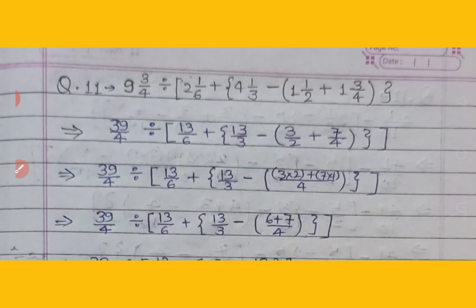Next question, it has given 9 3 by 4 divided by 2 1 by 6. Now I am repeating the question again. 9 3 by 4 divided by, in large bracket, 2 1 by 6 plus, in medium bracket, 4 1 by 3 minus, in a small bracket, 1 1 by 2 plus 1 3 by 4, small bracket of, medium bracket of, and large bracket of.